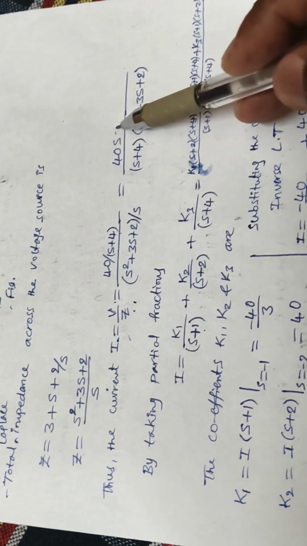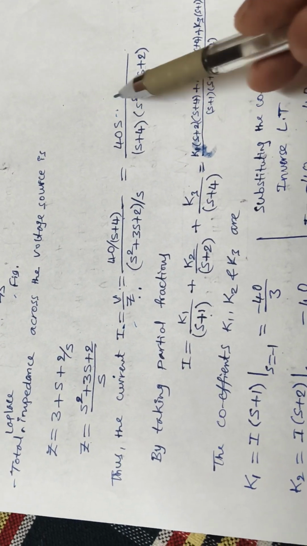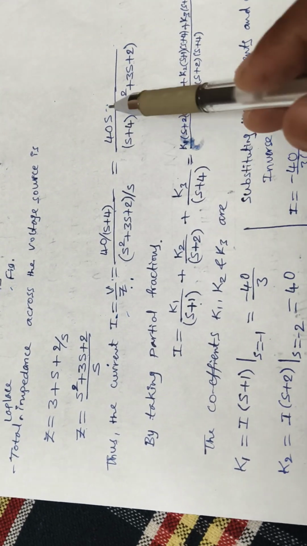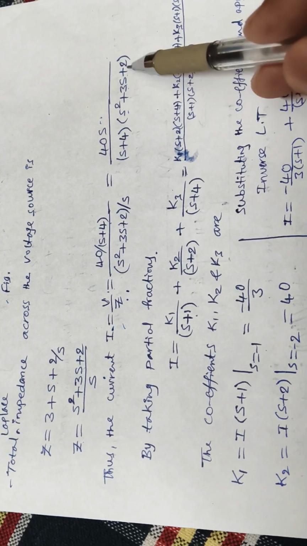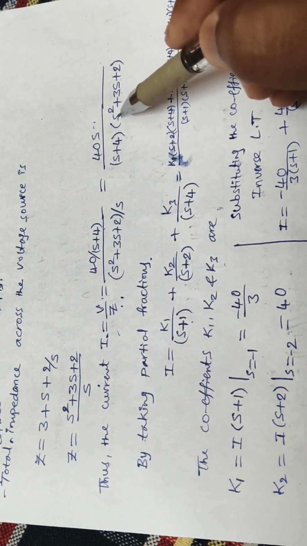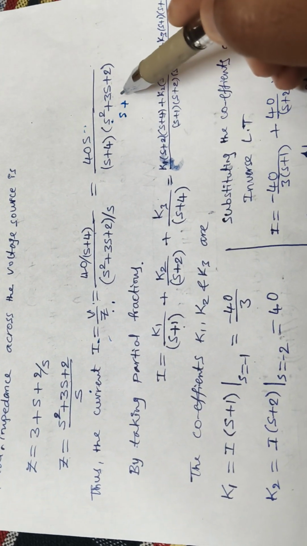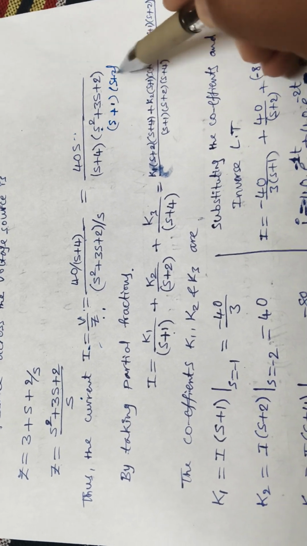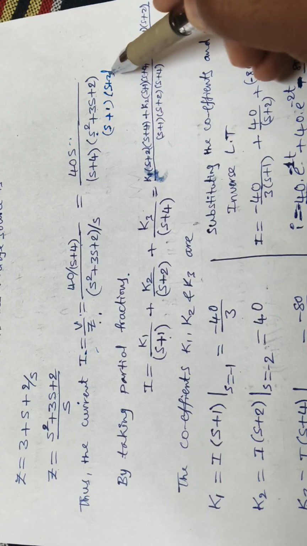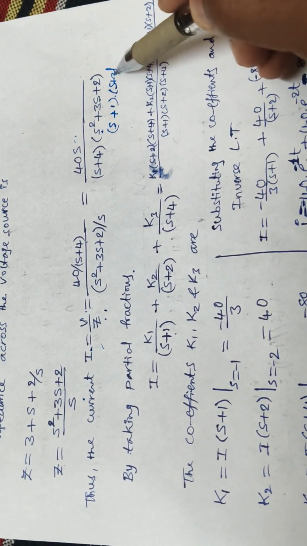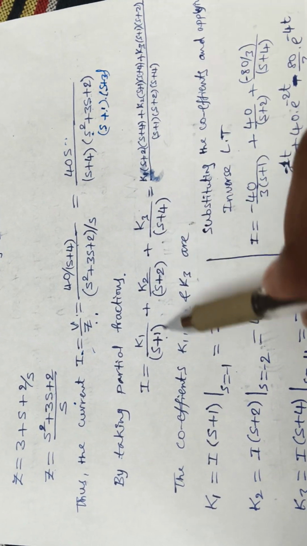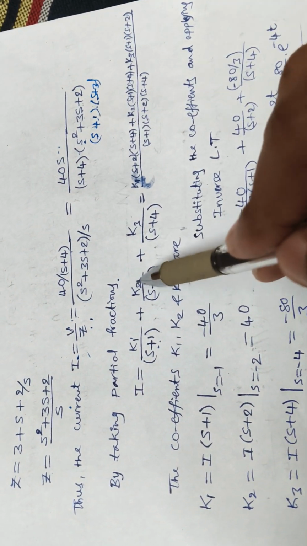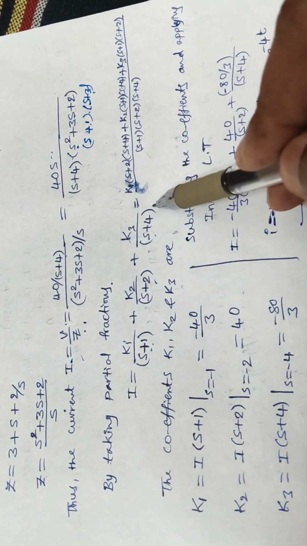As you don't have the direct inverse Laplace transform for this term, you need to split it into multiple terms. By taking partial fractions, I'll assume this S square plus 3S plus 2 can be written as (S plus 1) into (S plus 2). If you multiply these two, S square plus 2S plus 1S, 3S, and 2 into 1, 2. I'll split that into 3 terms: K1 by S plus 1, K2 by S plus 2, K3 by S plus 4.